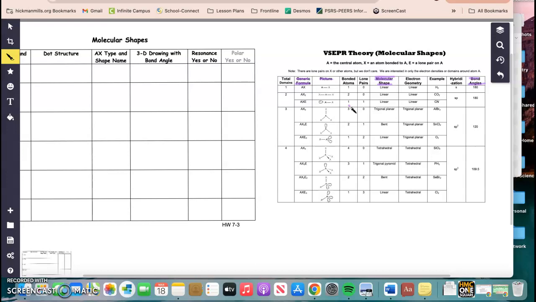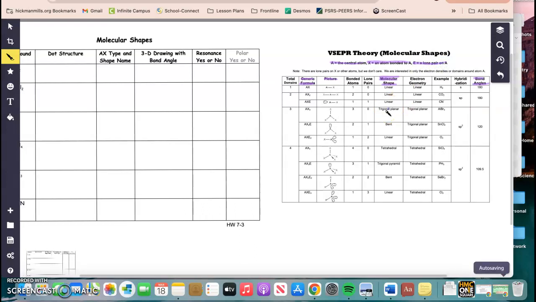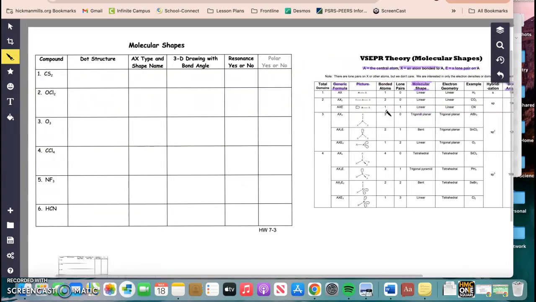A couple of things we have to keep in mind: for this generic formula, you see it's an A, X, or E. Well, what does A, X, or E mean? A is the central atom, X is any atom that is bonded to A, and E is going to be a lone pair on A. So let's go through a couple examples together.